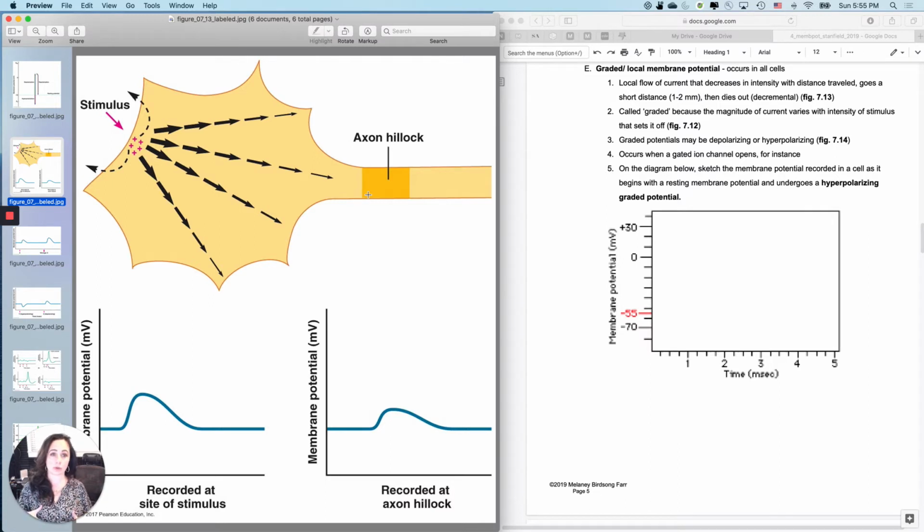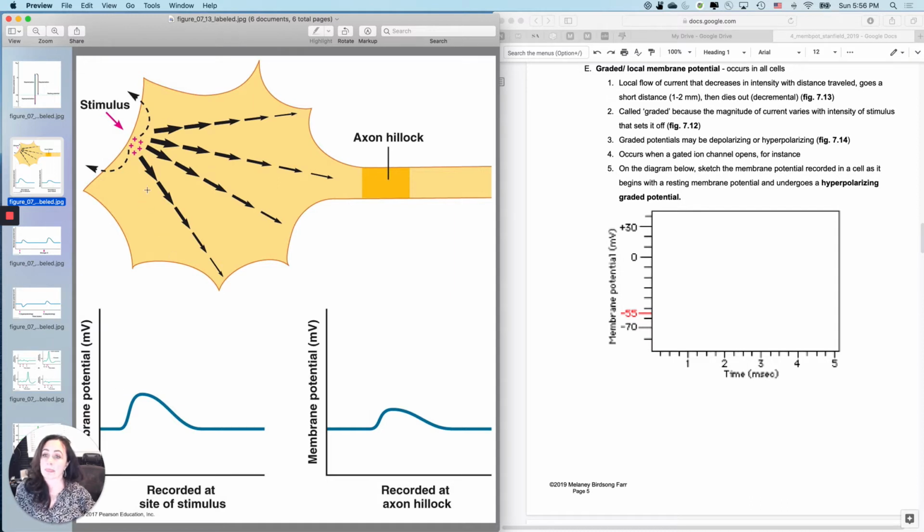So a graded or local potential is a local flow of current that decreases in intensity with the distance traveled. That's what this figure is trying to show. For instance, it doesn't have to be sodium, but if I opened a gated sodium channel right here, it would cause a change in membrane potential. If I open a gated sodium channel, then sodium will go from the extracellular fluid to the intracellular fluid. Since I'm taking positives from the outside to the inside, that will be a depolarizing change. So it would look like this.